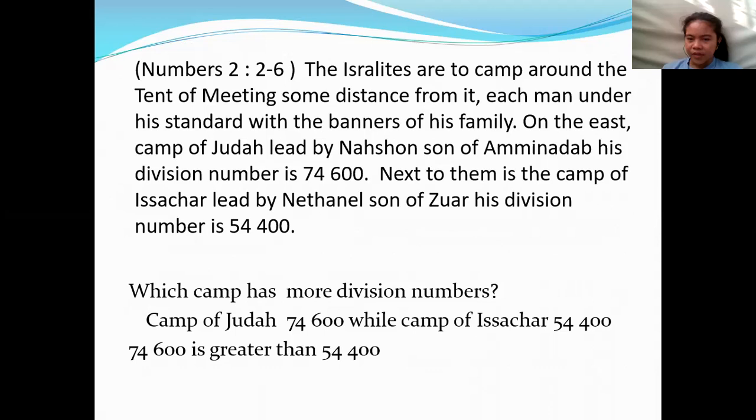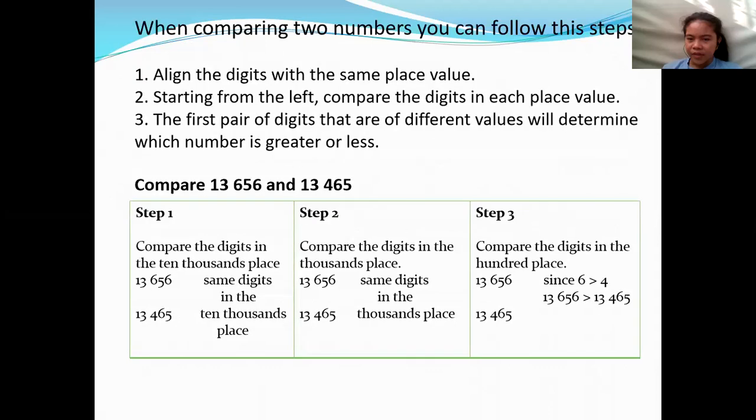The camp of Judah, right, has 74,600, while the camp of Issachar is 54,400. So, which is greater? 74,600 or 54,400? Okay, so 74,600 is greater than 54,400. Okay. So when comparing two numbers, you can follow these steps. Follow these steps when comparing numbers.